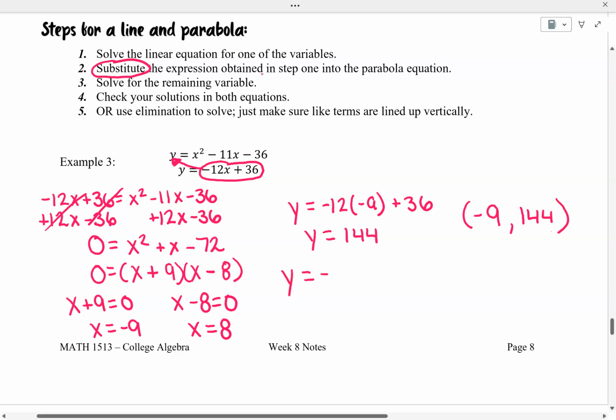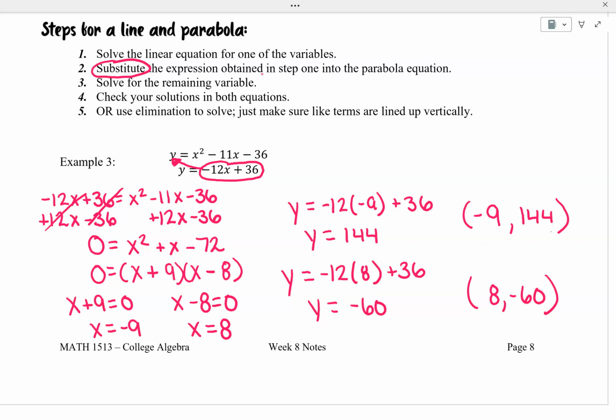We're going to have y equals negative 12 times 8 plus 36. So here we have y equals negative 60. So we would have 8 and a negative 60. And of course, those are ones that we definitely don't want to graph. But just like before, we can check these.